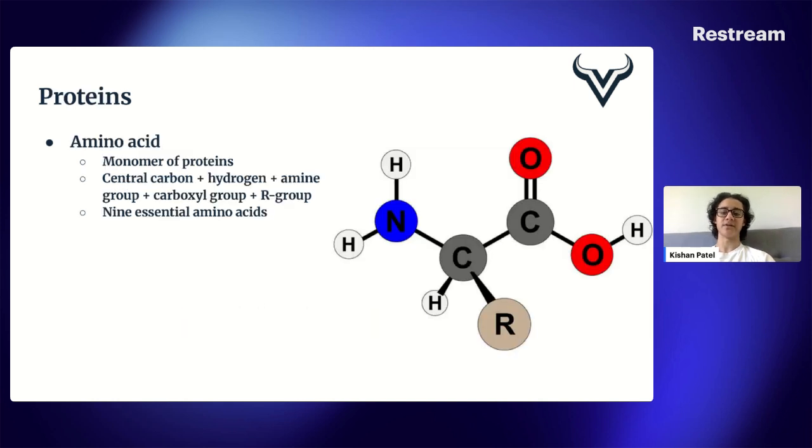Okay, now if we look at proteins, the monomer of protein is an amino acid. So the way these are composed is this central carbon. You have this hydrogen off the carbon. The amine group is this NH3 on the left. The carboxyl group is COOH on the right, and the R group is the variable. So there are 9 essential amino acids, meaning that we cannot synthesize them ourselves, so they have to come from food.